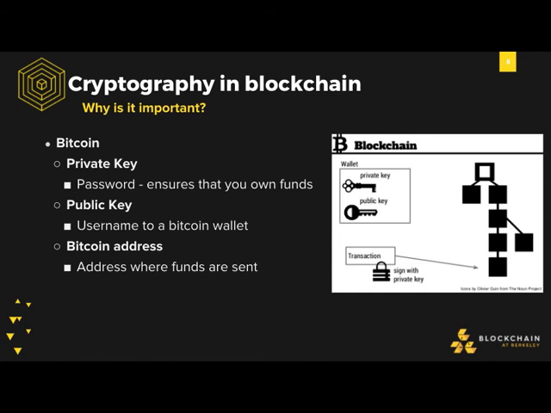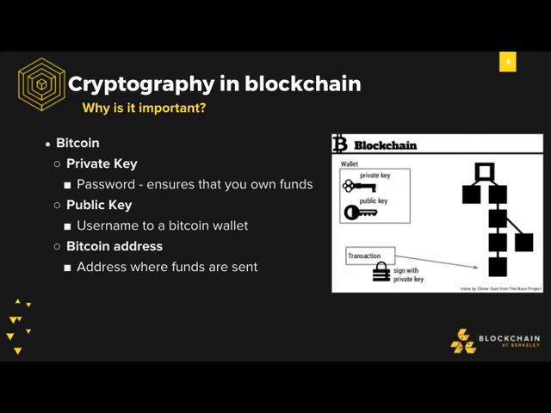So how exactly are these cryptographic protocols actually used in blockchain? I'm just going to quickly go over some key aspects of Bitcoin. Bitcoin has three main values: the private key, a public key, and a Bitcoin address.